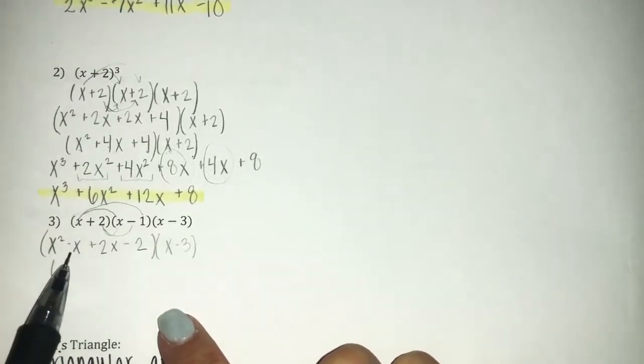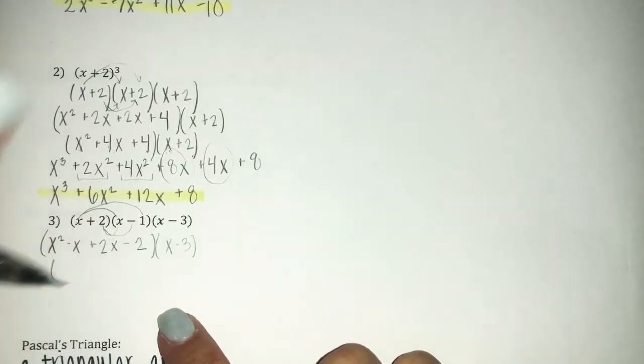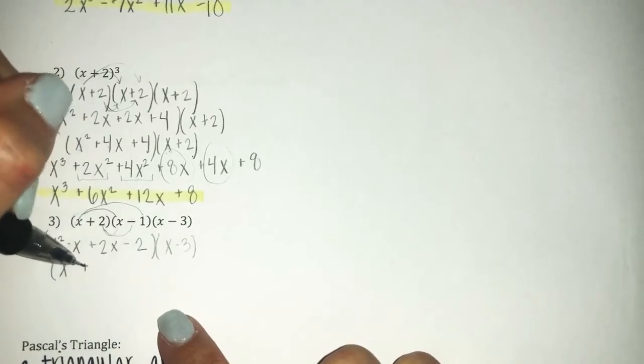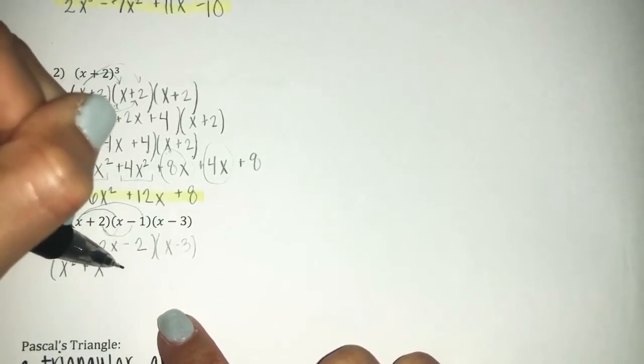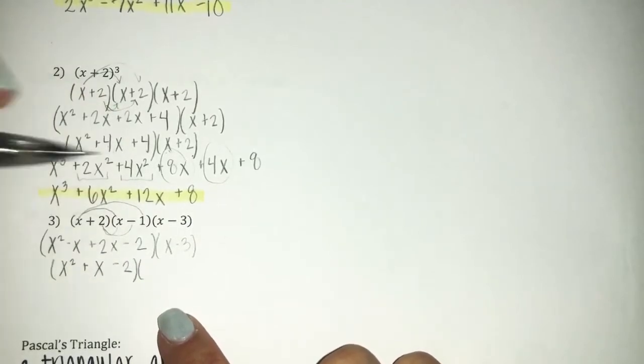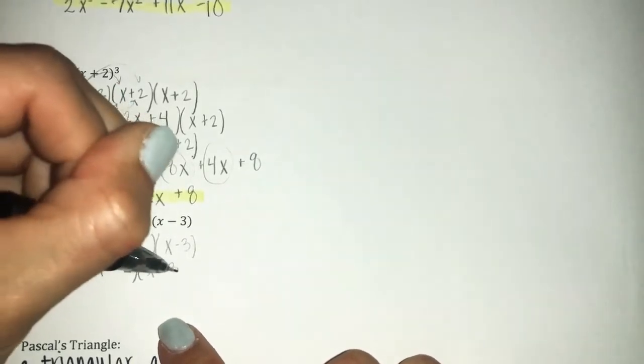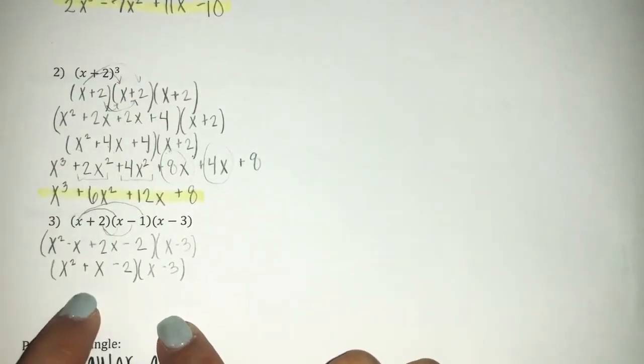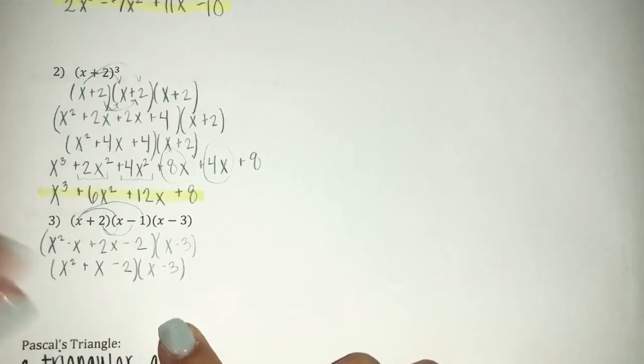So I can combine the negative x and the 2x. So the x squared will come down. Negative x plus 2x is just positive x, or positive 1x, and then minus 2 times x minus 3. And then now I can multiply this trinomial by the binomial like we did up here in example 1.